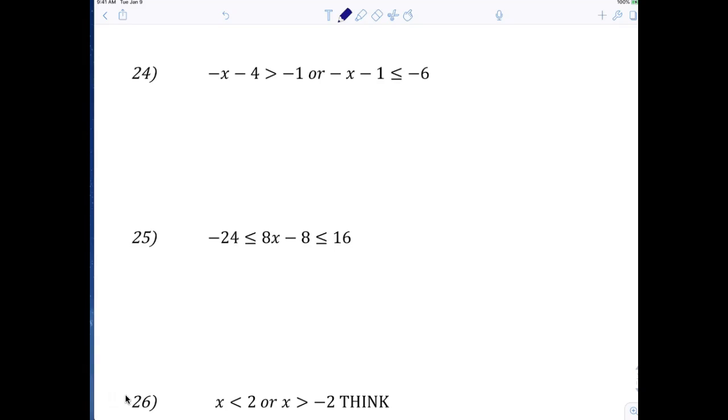Okay. We'll get into some of the tricky ones now. Add 4 to both sides. So -x is greater than what? 3. So that means x is what? Less than -3. Thank you. Less than -3. And then -x is less than or equal to, therefore x is greater than or equal to 5.